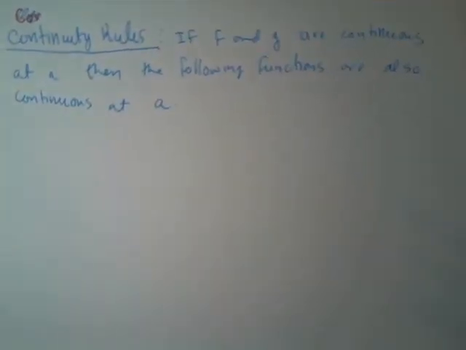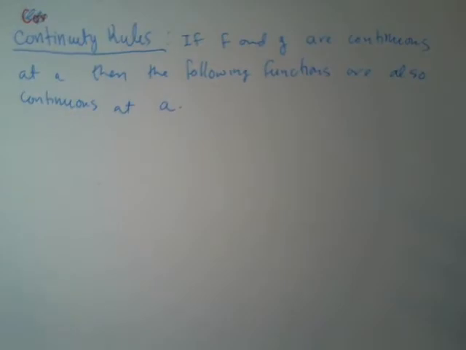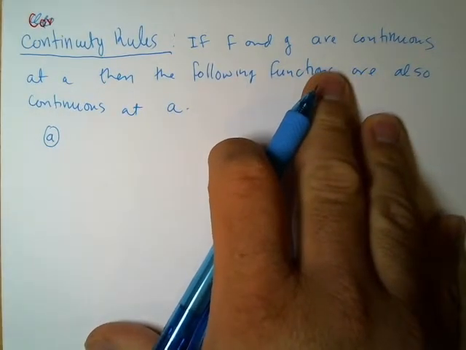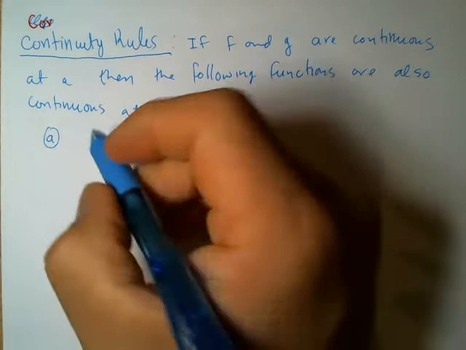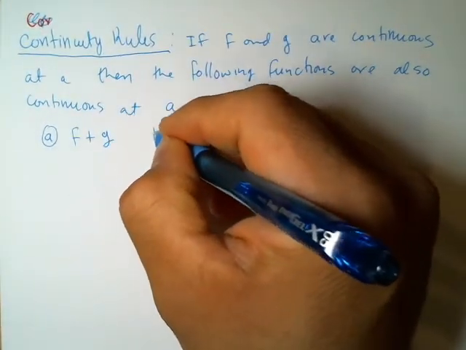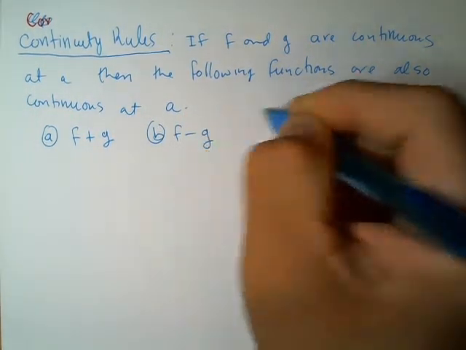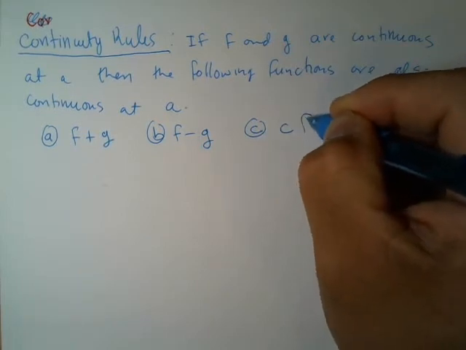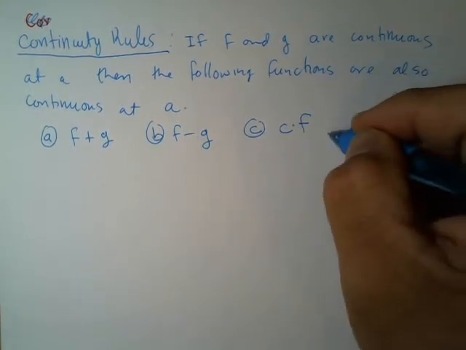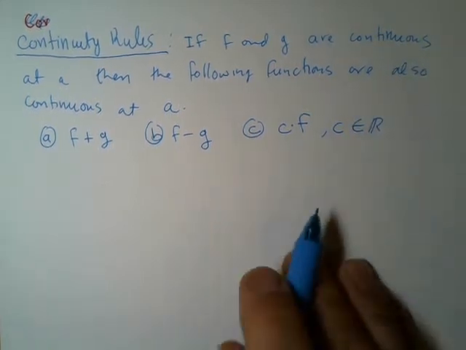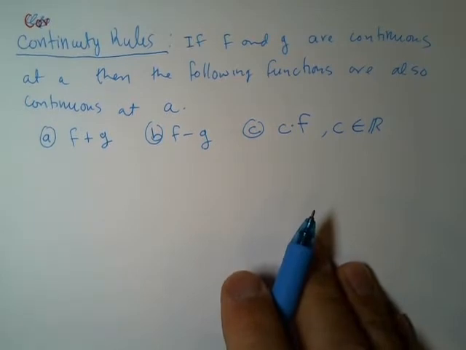Okay, so if we have two separate functions, we can actually perform our basic arithmetic operations with functions. So the sum of two functions would also be continuous. The difference of two functions would also be continuous. A constant multiple of functions, c times f, where c is just any real number. And that's what that notation means, right? c is an element of the real numbers.